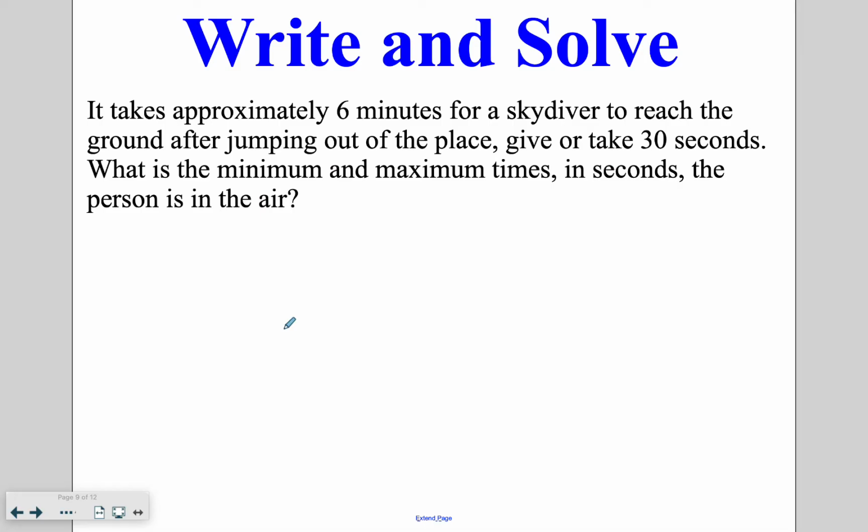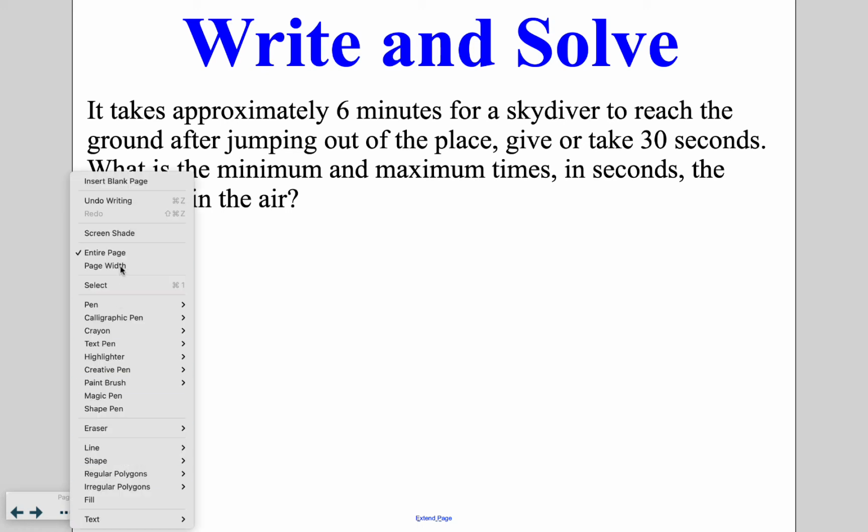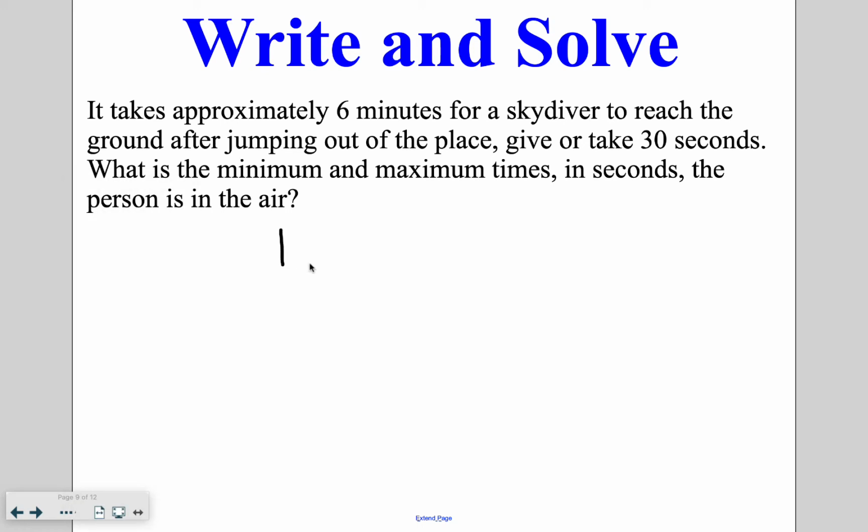We can also write and solve problems that involve absolute values by using a specific formula. That formula is going to be x minus the average, so x minus that central point of our data, is equal to how much we can change by, whether it's increasing or decreasing.